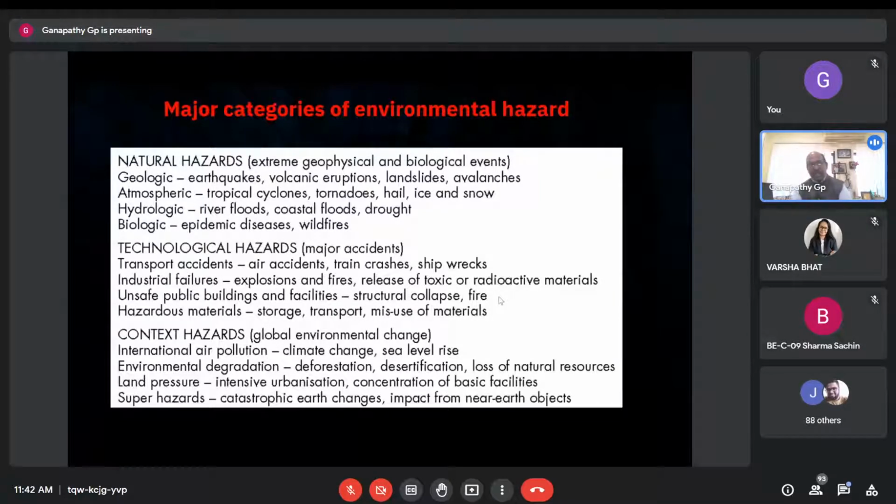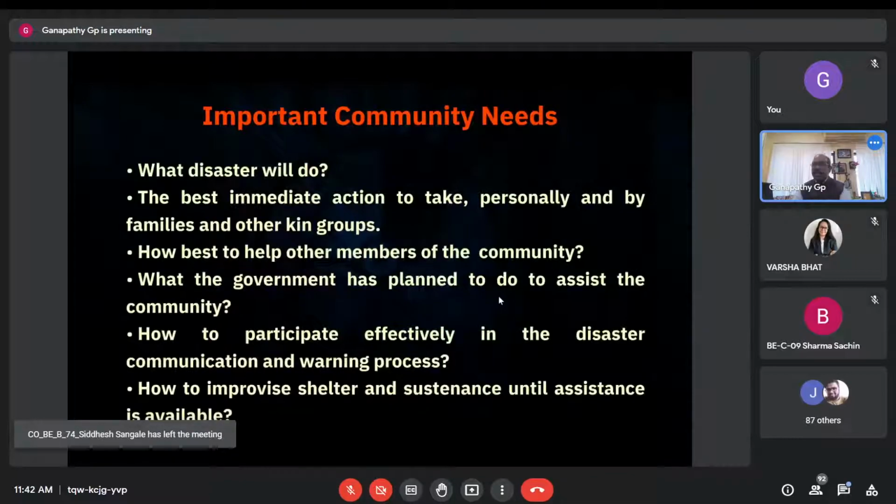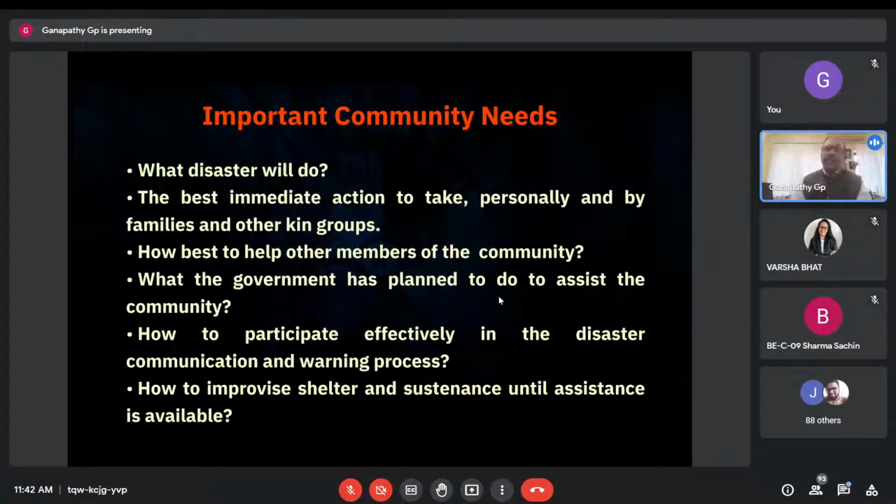We have natural hazards, technological hazards, and contextual hazards. And in disaster, what we need to understand is what a disaster will do. Whether in an earthquake the ground will open and everything will go inside. No, even if you have an 8 or 9 magnitude earthquake, it is not going to happen like what you see in pictures. So what a disaster will do, what kind of impact it is going to create, you need to understand that before treating a disaster. And the best immediate action to take, personally and by families and other key groups.